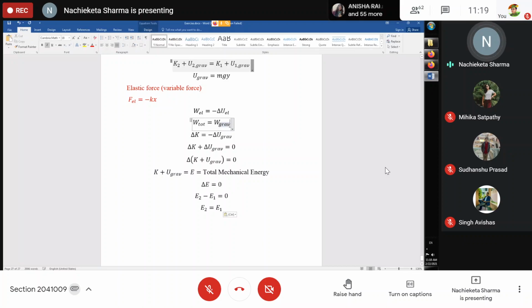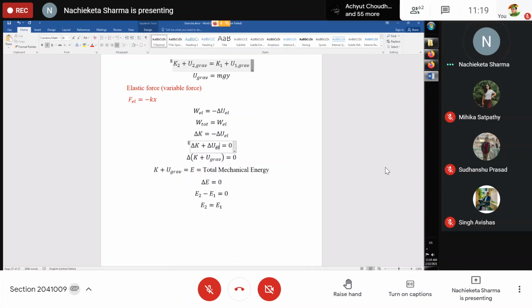Now you see, when only the elastic force is acting, then your total work done is equal to the work done by the elastic force. And delta K now becomes equal to minus delta U EL. All this gravitational will be replaced by elastic, and similarly you will get this easily. Now this becomes your total mechanical energy, potential plus kinetic, isn't it? So similarly you can write.